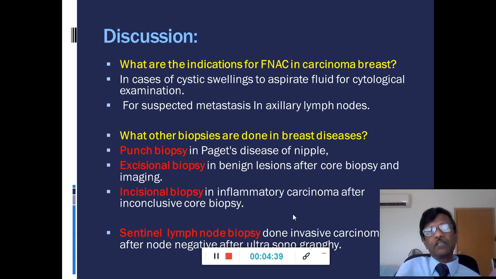What other biopsies are done in breast diseases? Punch biopsy is done in Paget's disease of the nipple. Excisional biopsy is done in a benign lesion after core biopsy and imaging have proved it. Incisional biopsy is done in inflammatory carcinoma after an inconclusive core biopsy. A sentinel lymph node biopsy is done in invasive carcinoma when the nodes are negative after ultrasonography.